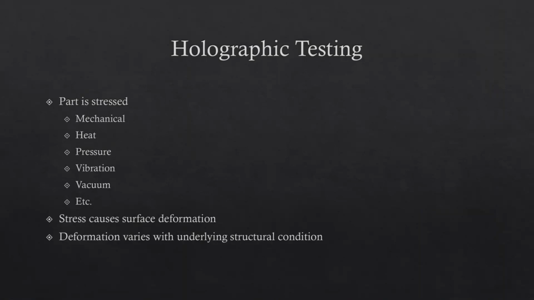You put something under pressure, a pressure vessel, you put pressure inside of it. That's a form of stress you can apply. It can be heat, so kind of like infrared, you can use a heat source. I guess I've got pressure there, which creates a mechanical stress. Vibration, it can be sound-based. Sound is vibration or physical vibration. Or you can do the opposite of pressure. You can put it in a vacuum, et cetera. And so that'll cause that deformation, and based on the underlying structural condition, the deformation throughout the part is going to vary, and we'll map that using holographic testing.